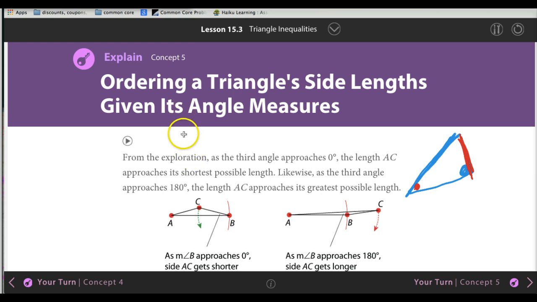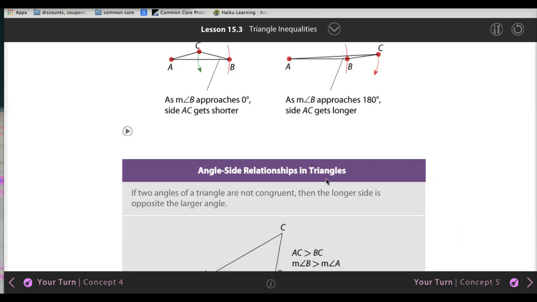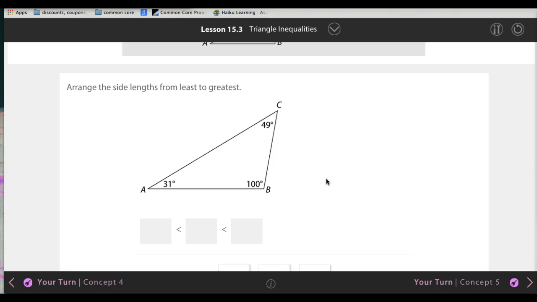This time they're talking about if the angle is small, okay, we have a triangle. And if the angle is small, now we're going to say, oh, this side is short because the angle is small. Because the angle is so big over here, so fat, the segment on the opposite side is going to be longer than the blue line. Okay, and that's all it is. It's the same exact thing.